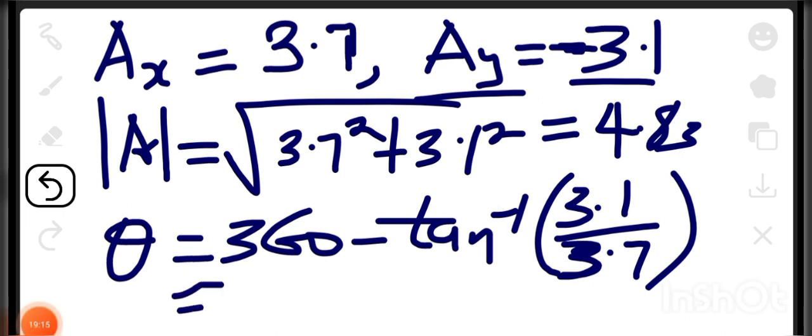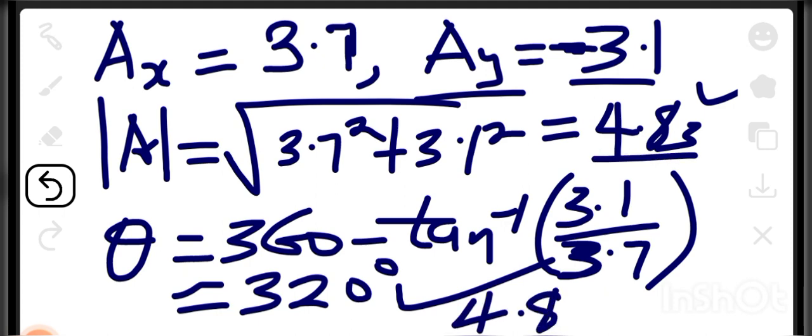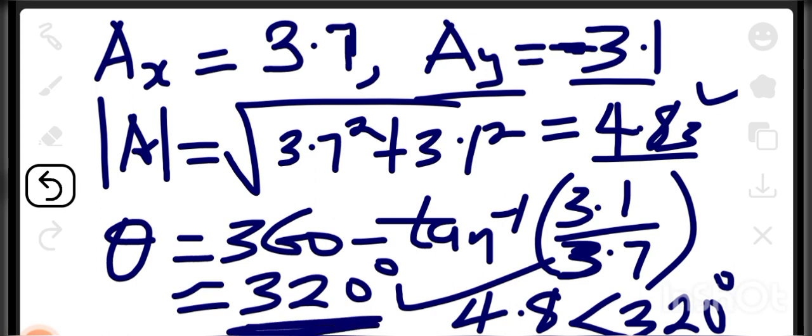So this will give us approximately 320 degrees. This is the angle between vector A and the positive x-axis, and this is the magnitude of vector A. If you want to put the answer in polar form, just write the magnitude, which is 4.83, approximately 4.8, at an angle of 320 degrees. If you want the negative angle, just remove 360 from this 320, which gives something like minus 40 degrees, and that and 320 are the same thing. So this is how we roll here under vectors.